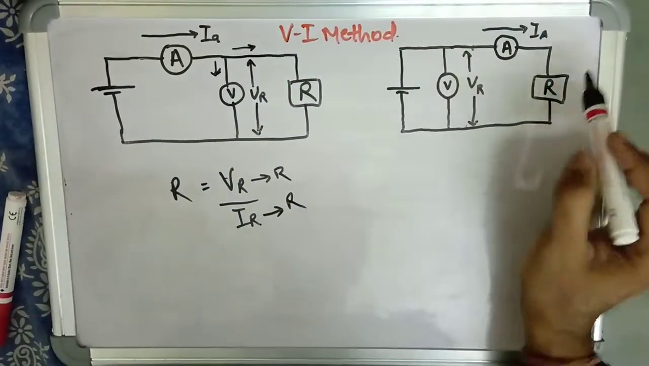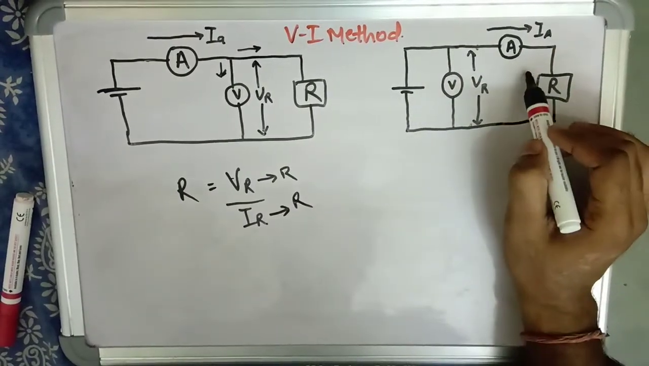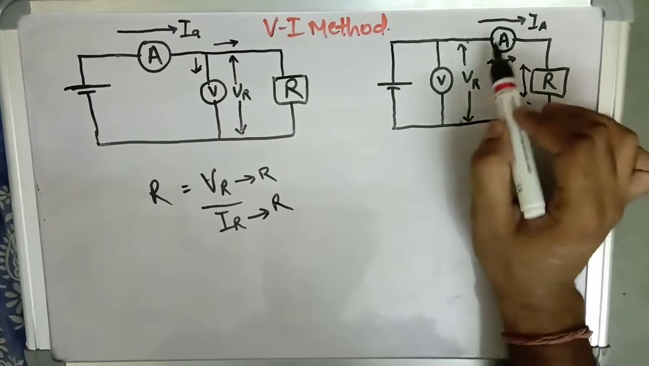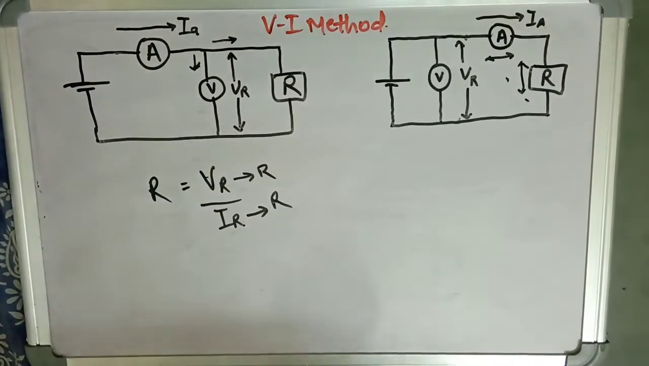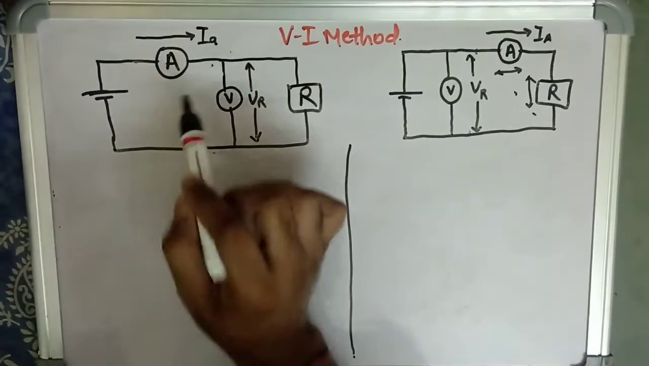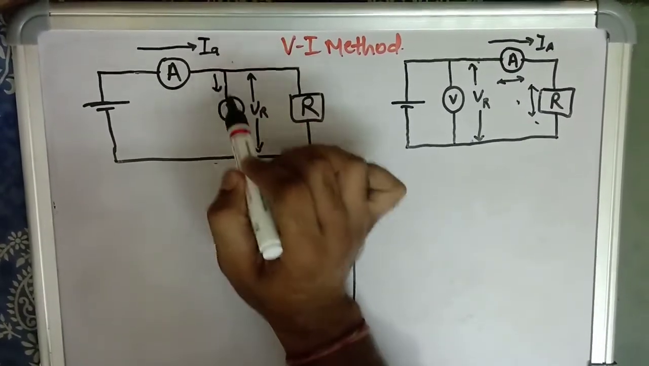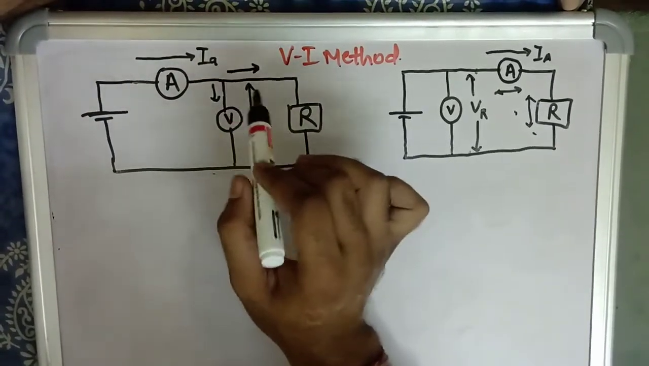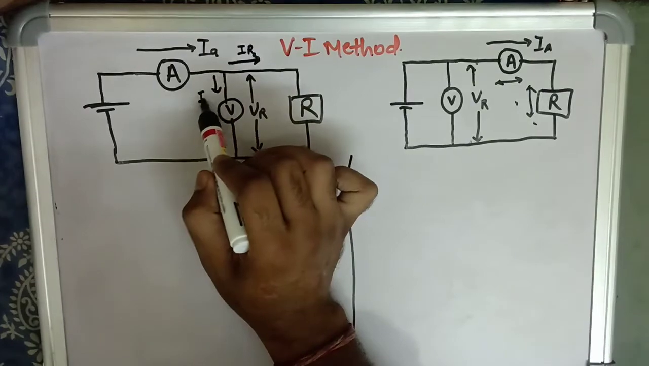Similarly, in this case we can see that IA is purely through the resistance, but VR is not purely across the resistance. Some voltage drops across the resistance and some voltage drop is across the ammeter. So we will come to a conclusion about which circuit is to be used. In this case, the IA current is flowing through the ammeter, but this current is divided into some current in this branch and some current in this branch. Let us call this current IR and this current IV.